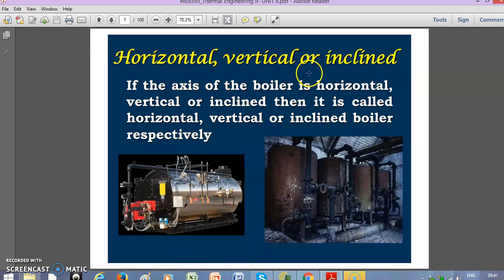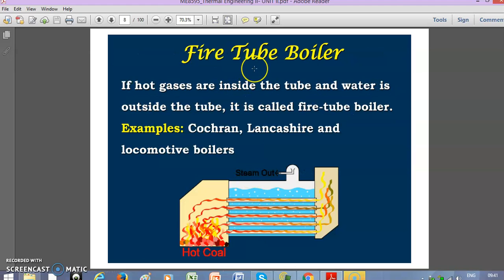And this is horizontal, vertical or inclined. If the axis of the boiler is horizontal, then we call it horizontal. So this is a horizontal boiler, this is a vertical boiler, and in some cases we have an inclined boiler. The next classification is based on the nature of flow. We have fire tube and water tube boilers.